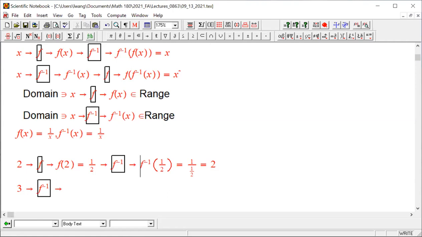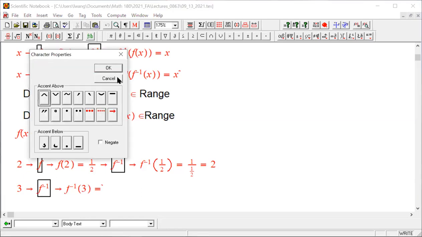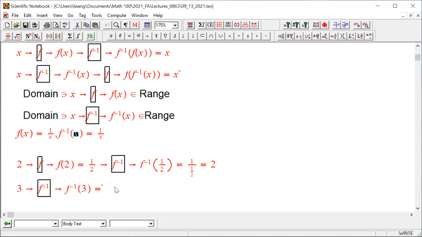So F inverse of 3, what would that be? This is F inverse, right? So when the input is 3, the answer is what? It's 1/3, right? You just plug in the numbers. Plug in 3. Does anybody have any questions here, please?